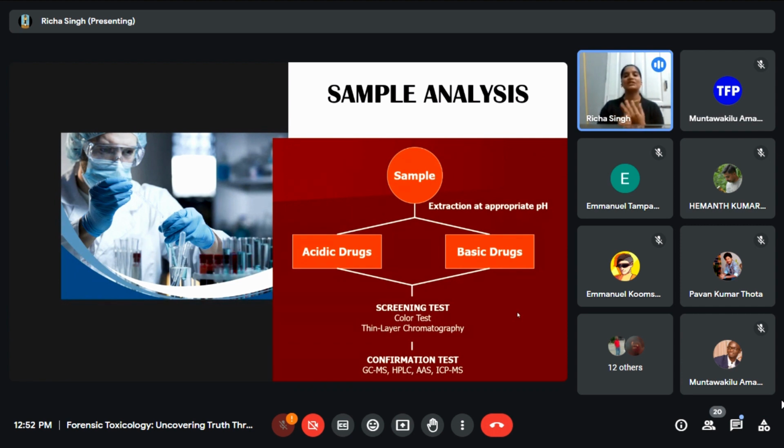So we have different confirmation tests, or different instrumentation that we can use. We have GCMS, that is gas chromatography and mass spectrometry. We have high pressure liquid chromatography. We have atomic absorption spectroscopy. We have ICP-MS, that is inductively coupled plasma mass spectrometry, which can be used for the analysis. Basically, we can use GCMS and HPLC for your plant alkaloids. You can use AAS and ICP-MS for your heavy metal analysis. You cannot do your heavy metal analysis in your GCMS or HPLC, right?